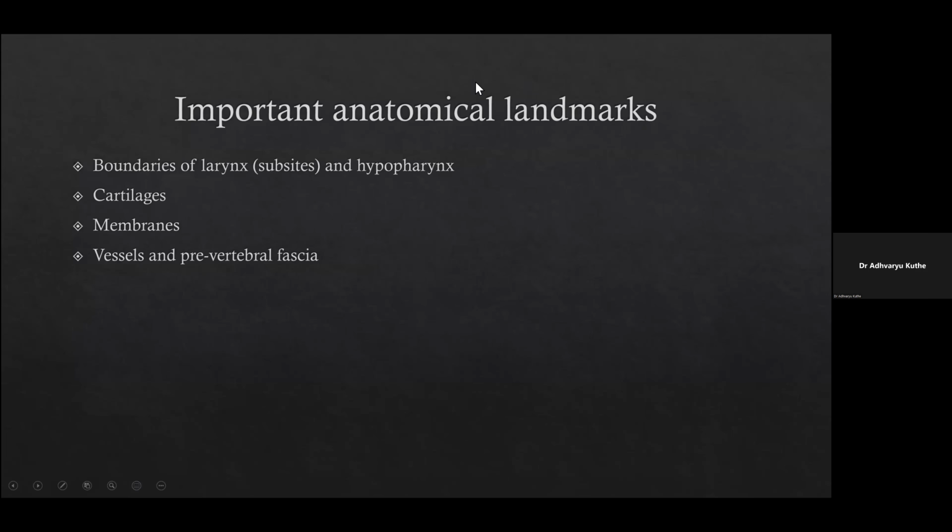So let's come to identification of important anatomical landmarks. Basically we are going to see what are the boundaries of the larynx and hypopharynx, and we are going to see the framework, cartilages and bones of larynx and hypopharynx, the important membranes, and the vessels and prevertebral fascia, and how to identify them.